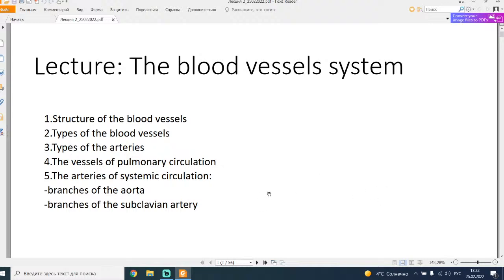Today's topic of lecture: the blood vessel system. Next, the questions of the lecture. First, the structure of the blood vessels, types of the blood vessels, types of arteries, the vessels of pulmonary circulation, the arteries of systemic circulation, branches of the aorta, branches of the subclavian artery.